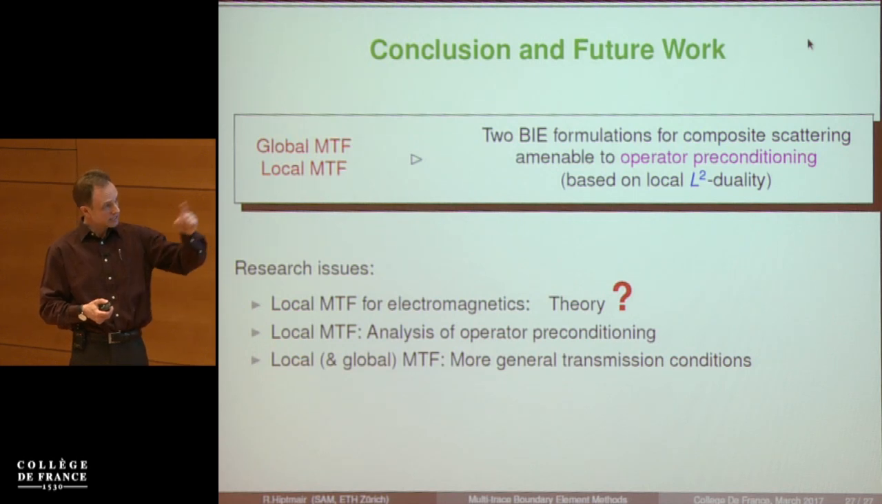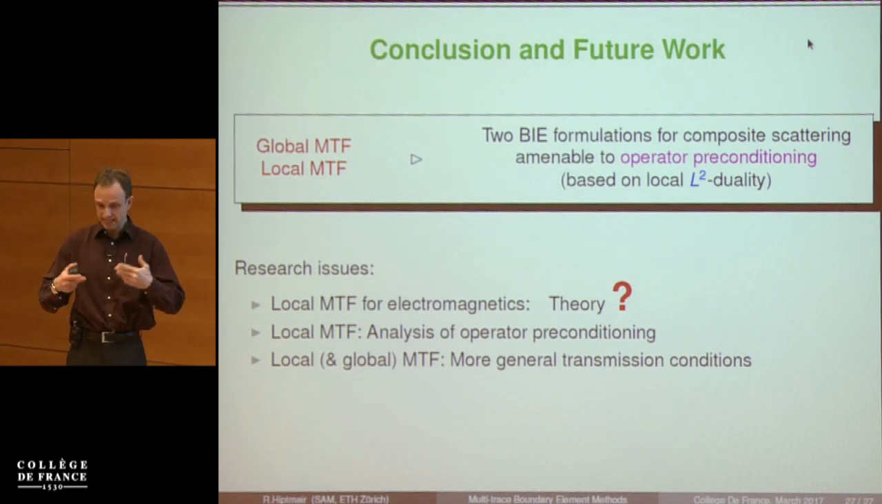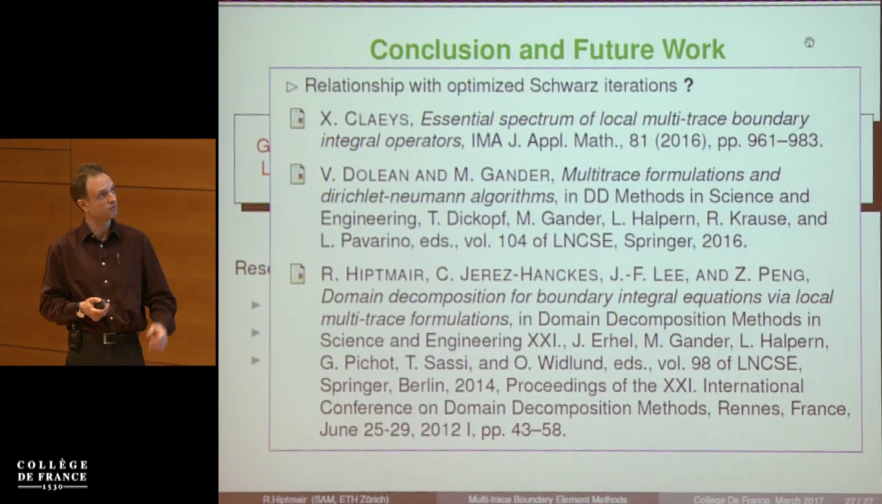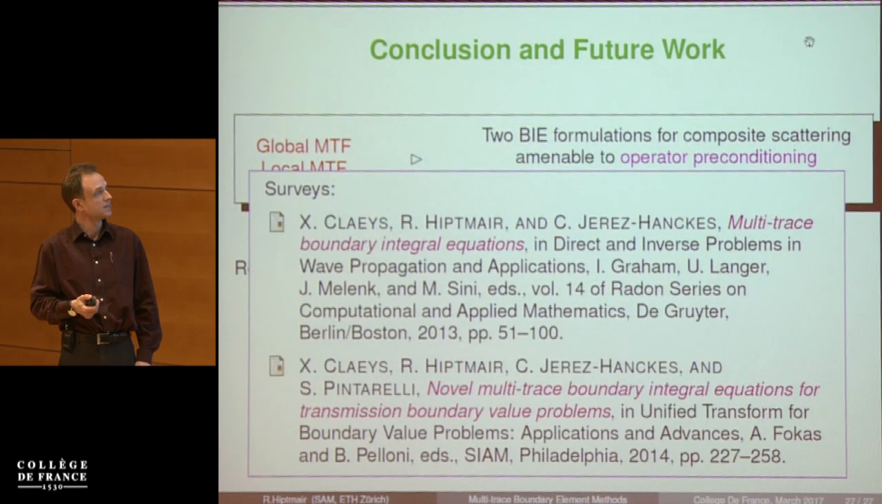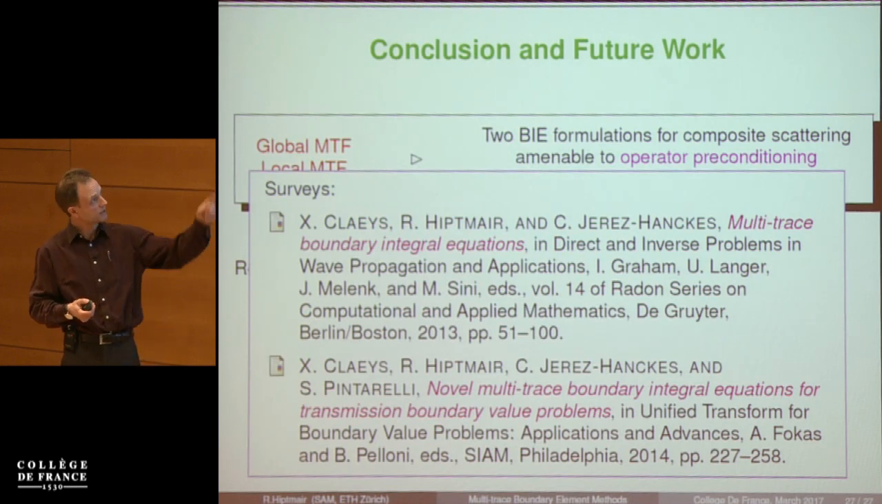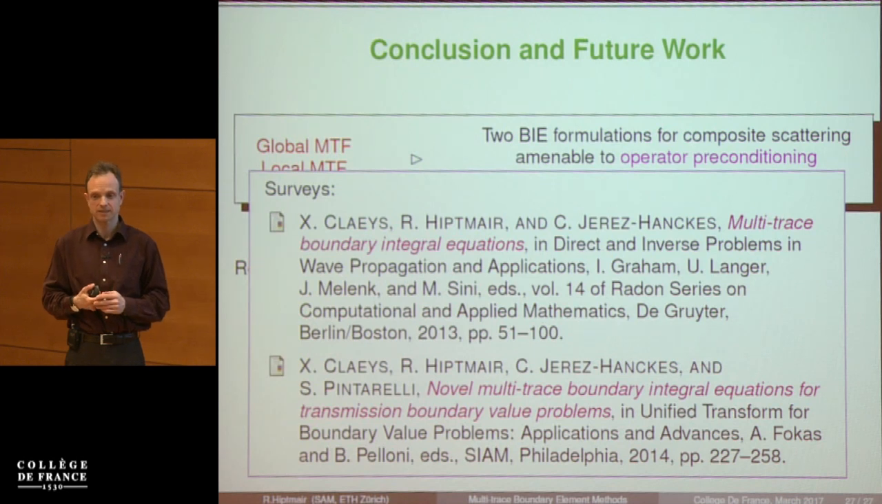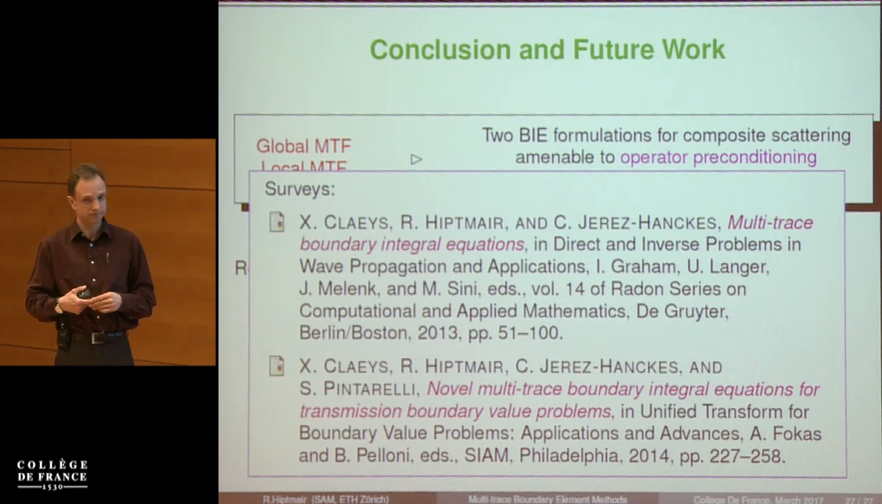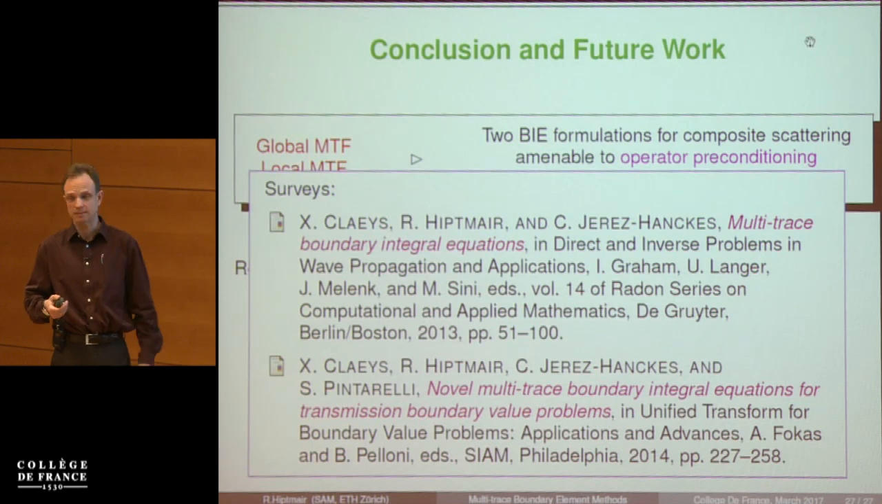Another interesting issue which Xavier is pursuing is, can these formulations be extended by using other transmission conditions, in the sense of optimized Schwarz iterations? Some people, including Xavier, have recently done first steps in this direction. Still, much is open. And if you're interested in proofs and details, then you may look at these 2 survey papers that give a rather comprehensive presentation of the multitrace formulations.